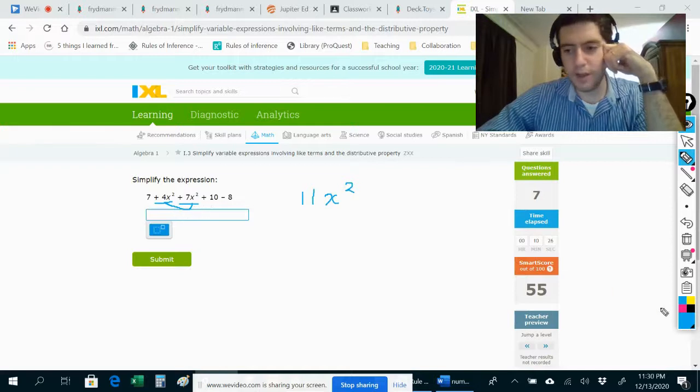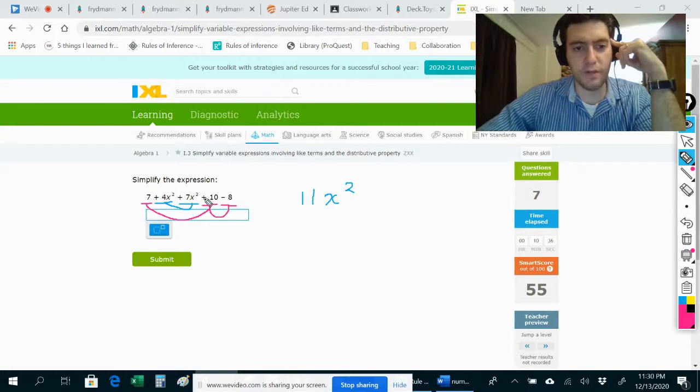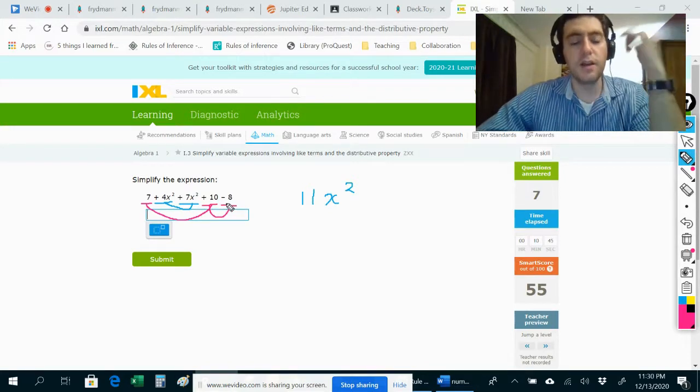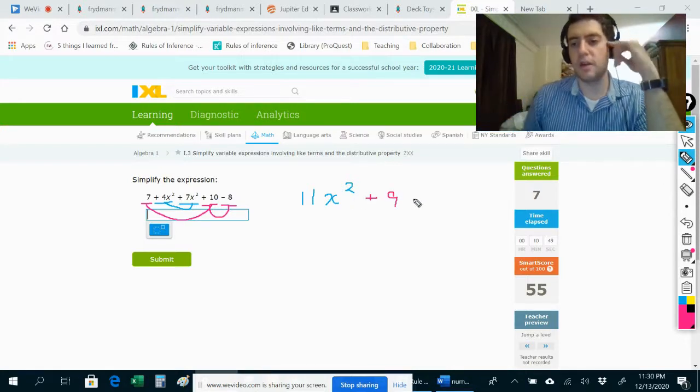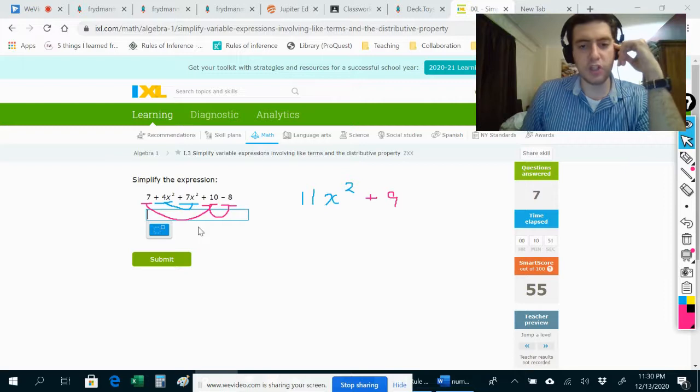And then all of these other terms do not have any variables, so we can combine these also. Don't forget to pay close attention to those symbols there. We have a plus 10, and then we have a minus 8. So we have 7 plus 10 is 17, and then 17 minus 8 is 9. Positive 9, so we'll put plus 9 here. Different color, but that's okay. So I have 11x to the second power plus 9.